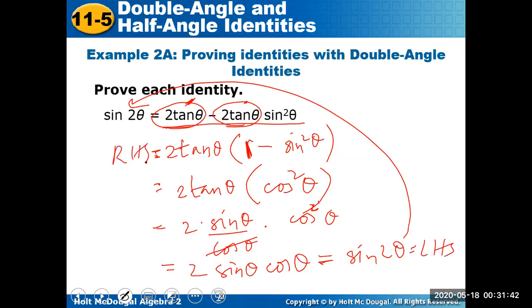RHS is the right hand side, which is this side, right side. LHS is the left hand side, which is the other side. So that's how you solve these questions.